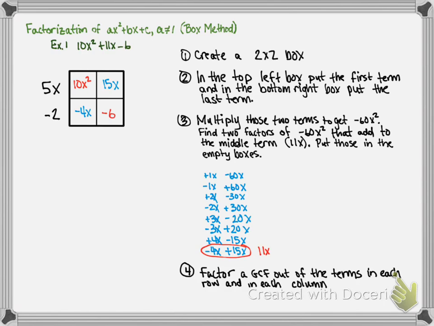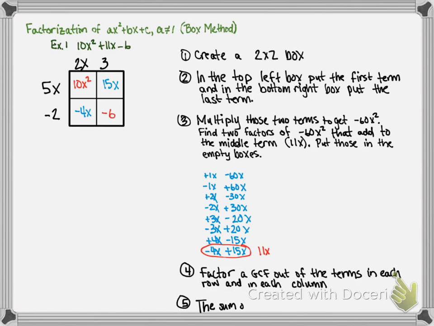Second row, okay, negative 4 and negative 6, we can take out a 2. Whenever that left term is negative, I'm going to make that GCF negative. So our GCF is negative 2. First column, 10x squared, negative 4x, the GCF is 2x. Second column, 15x and negative 6, GCF is 3.